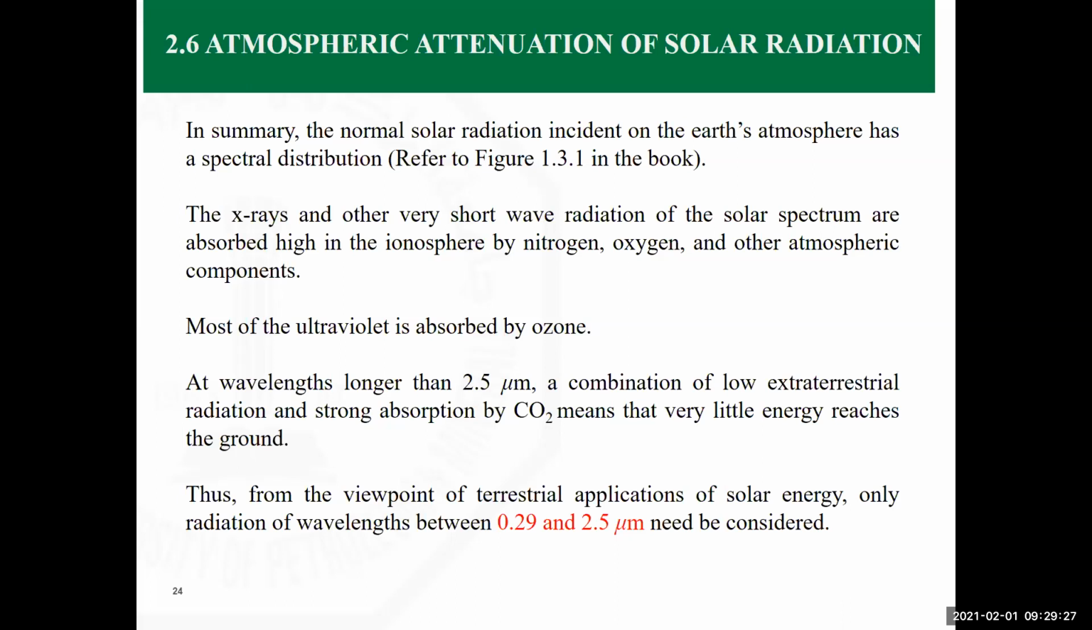For long wavelength radiation greater than 2.5 micrometer, a combination of low extraterrestrial radiation and strong absorption by carbon dioxide means that very little energy reaches the ground. So the radiation that we are really affected by is somewhere between 0.29 and 2.5 micrometer, which needs to be considered in the devices that we are using.